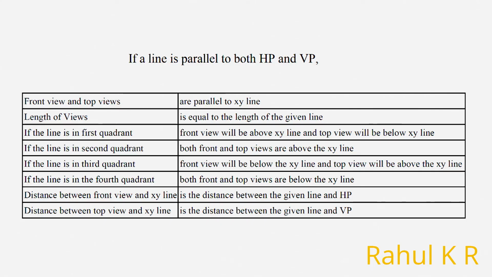As a recap, for a line parallel to both HP and VP, the front view and top view are parallel to XY line. The length of the views is equal to the actual length of the line. The differences are relative position of front view and top view and their distances from XY line. The relative position with the XY line depends on which quadrant the line is. The distance between XY line and front view is the distance between the given line and HP. The distance between XY line and top view is the distance between the given line and VP.